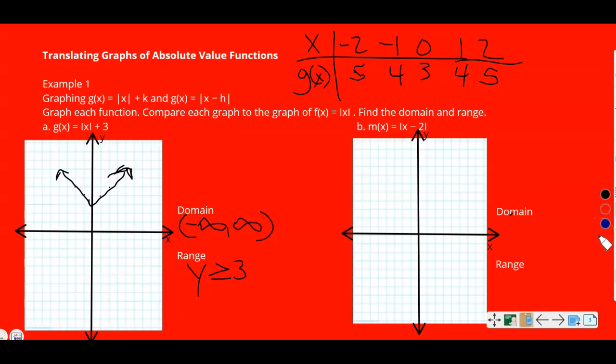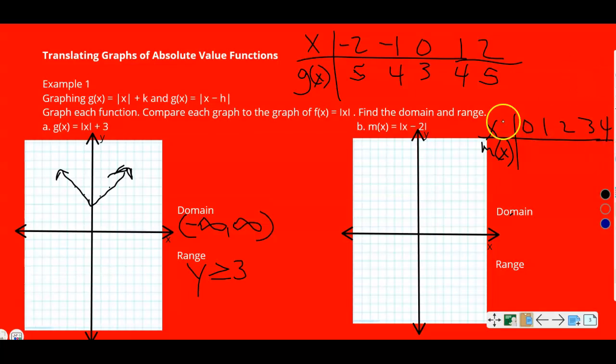All right, for part B, m of x equals absolute value of x minus 2. I know that this is a horizontal movement to the right 2. So I know my vertex is going to be at x equals 2. So if I want to make a table of values, I need to pick values from like 0 to 4. So let's look at this function: x and m of x. So 0, 1, 2, 3, 4.